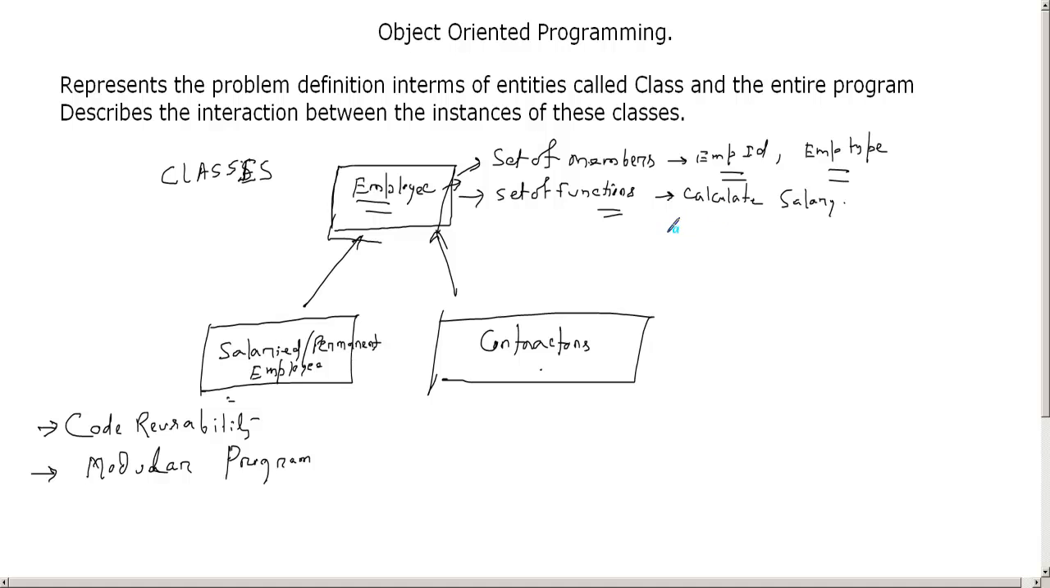or print salary. Similarly, every employee can be categorized into two kinds of employees. One is called salaried or permanent employee, and another is called contractors. Now every salaried employee has certain extra attributes or extra members other than employee ID or employee type. The employee type of a salaried or permanent employee is permanent employee.